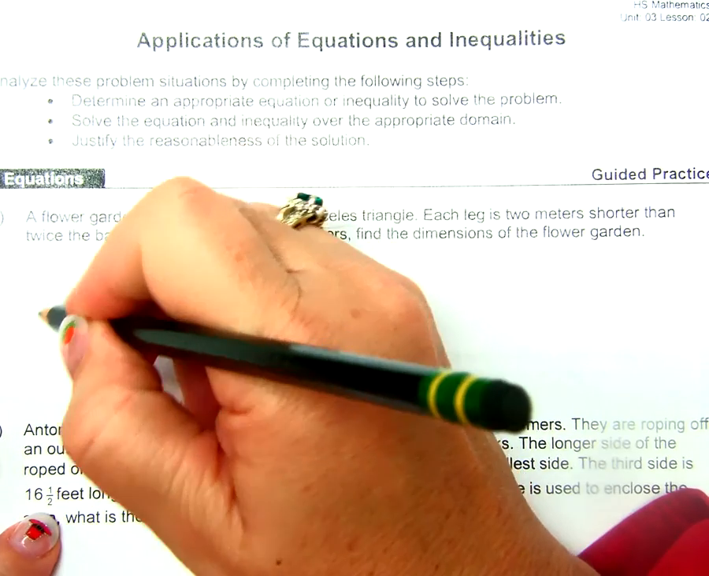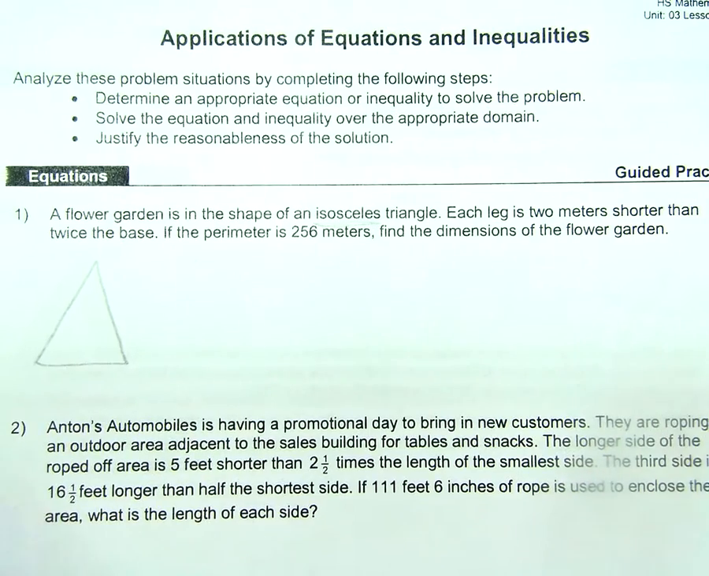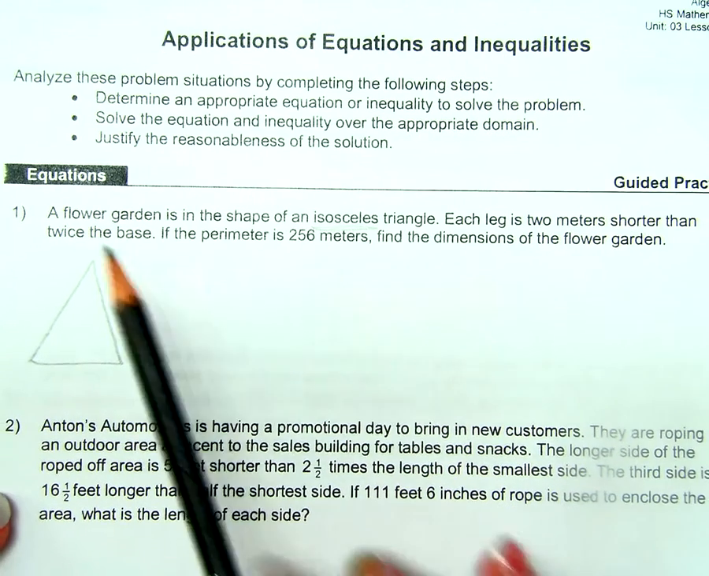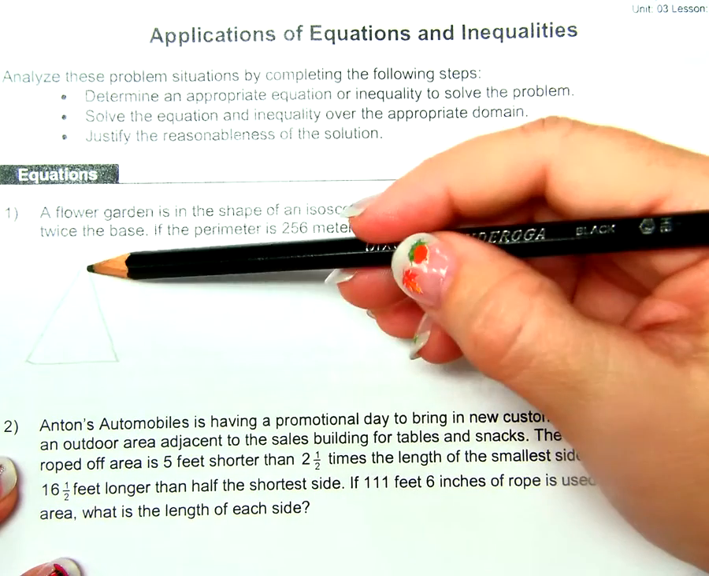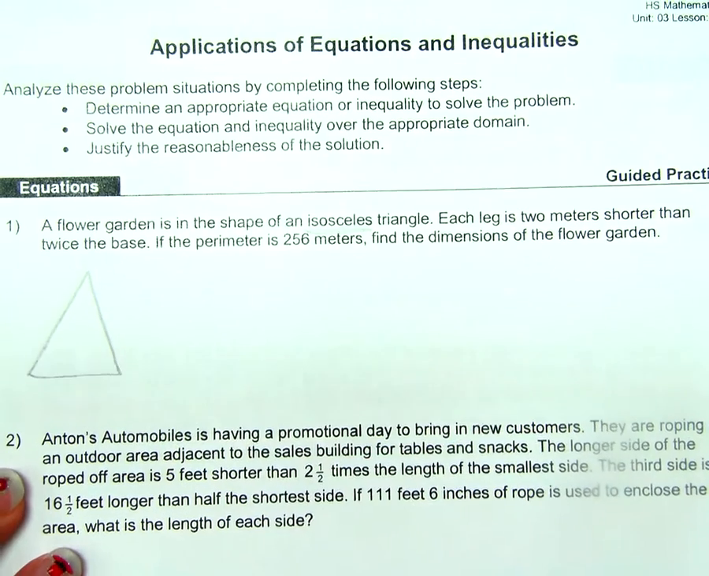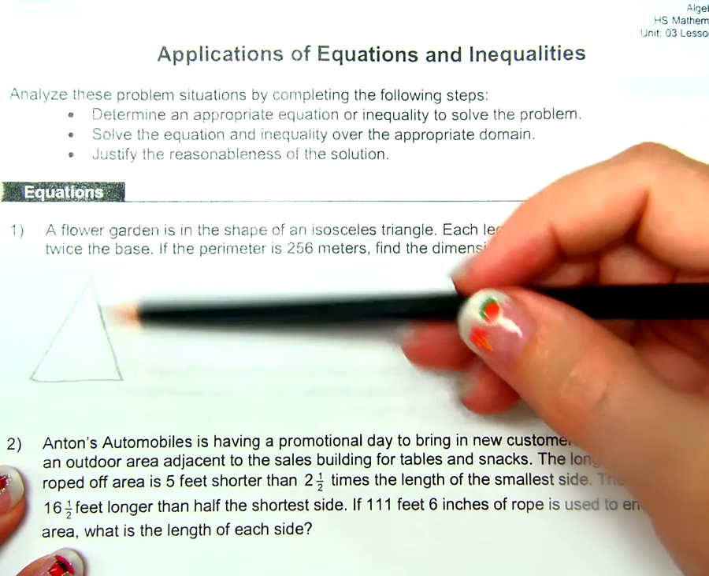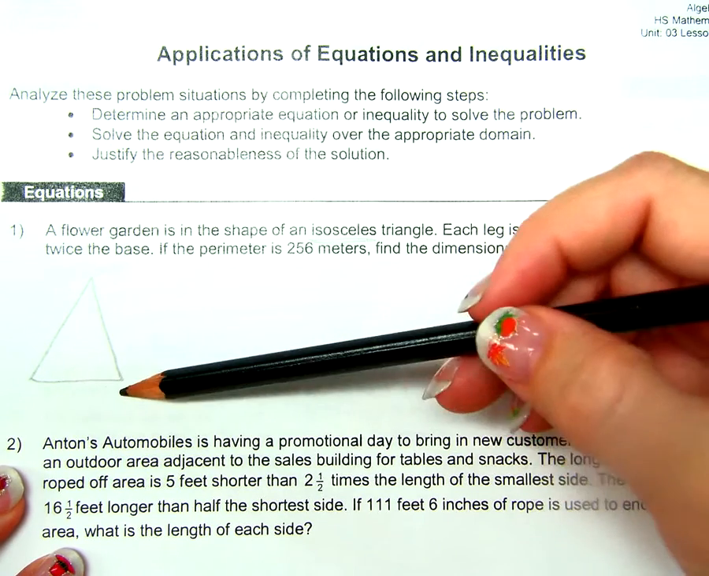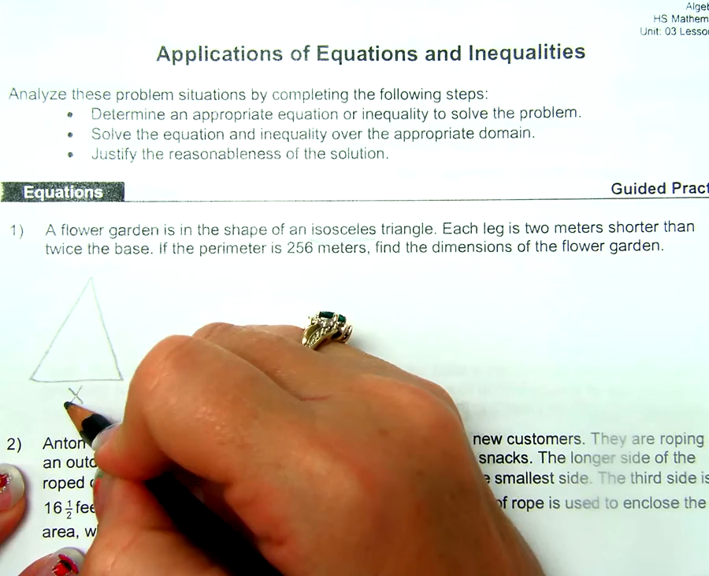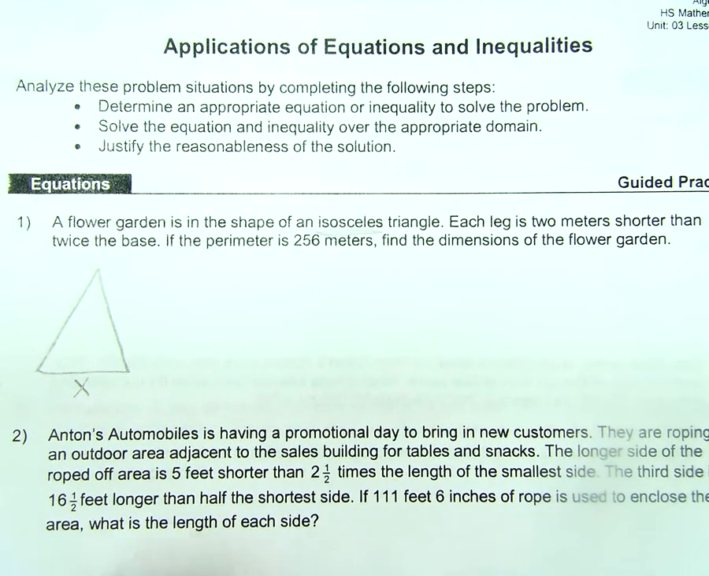So I'm going to draw myself an isosceles-ish triangle. That's close-ish, isn't it? Each leg is 2 meters shorter than twice the base. If the leg is getting its length from the base, how long is the base? X. If one value is getting its value from something else, that second value has to be the x. It has to be the starting point.